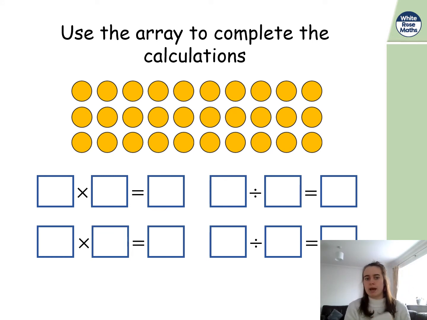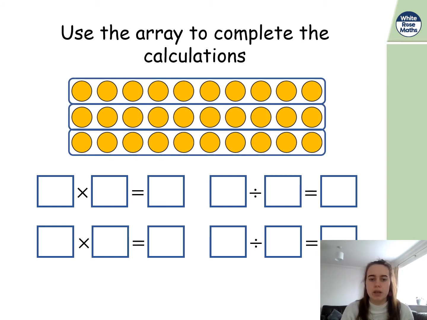So use this array to complete the calculations. Work out how many groups you can see of things, how many rows, how many columns, and that will tell you what multiplications you can make out of it, or you can try grouping them up. You can pause the video there if you like and have a go. If not, I will talk you through.